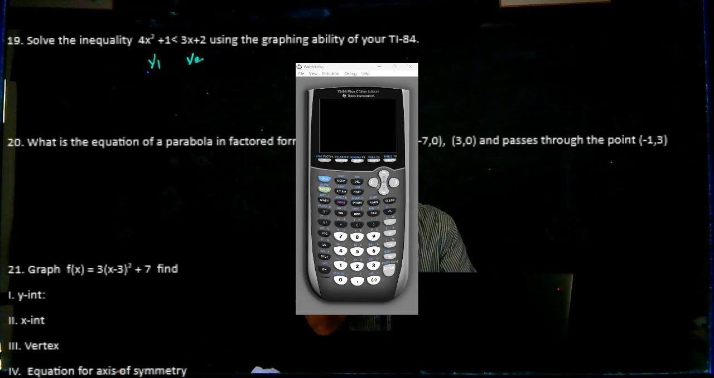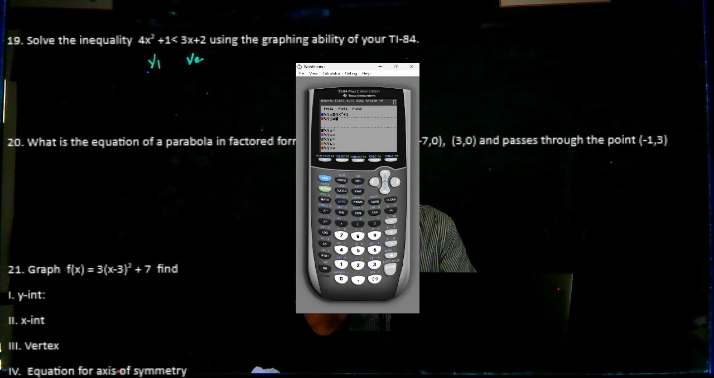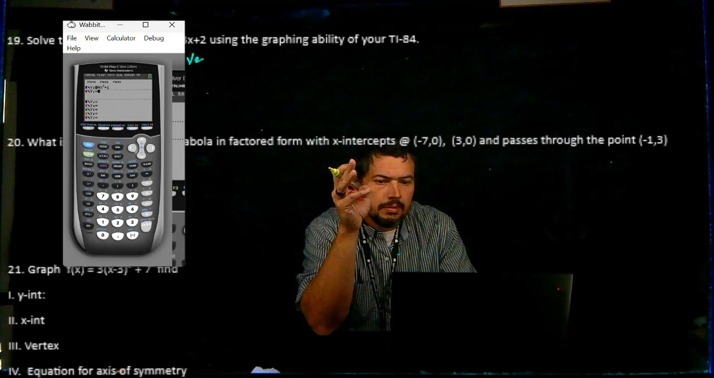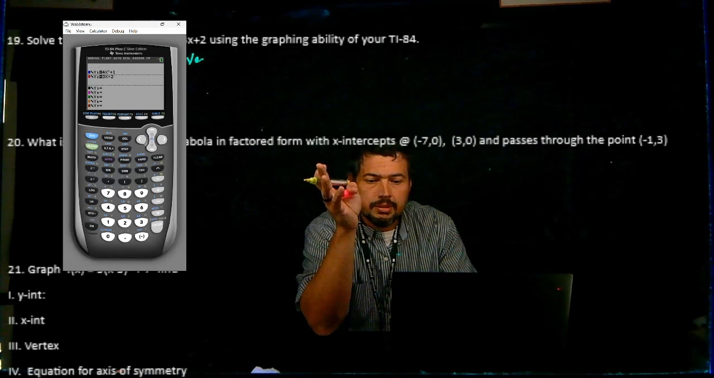Alright, so I got my TI-84 up. On the left-hand side, we have 4x squared plus 1. So that's going to go into y1. Now what do we have on the right-hand side? 3x plus 2. We're going to do a zoom 6 the way I've been telling y'all to do things. Hit zoom 6.